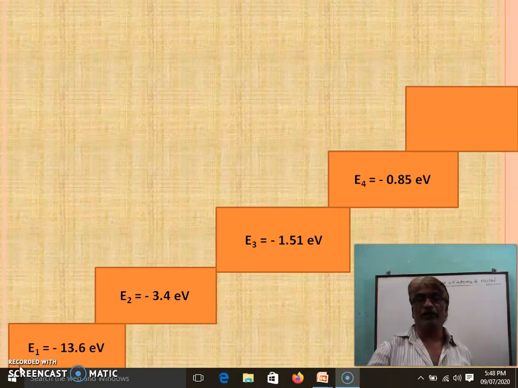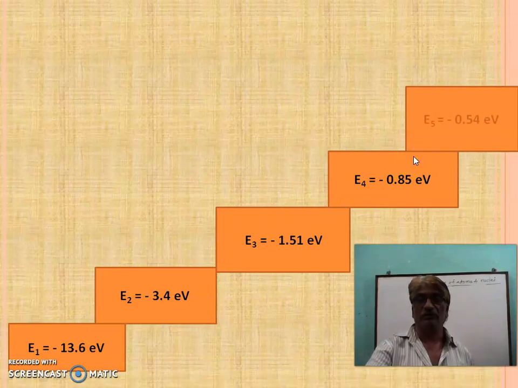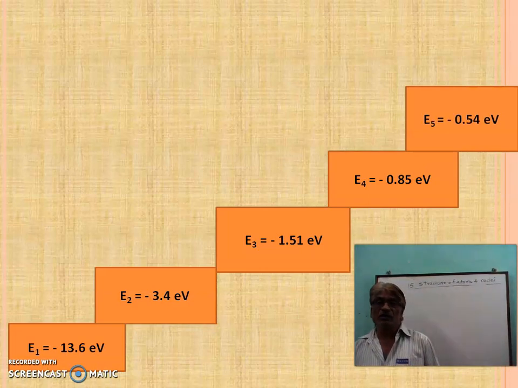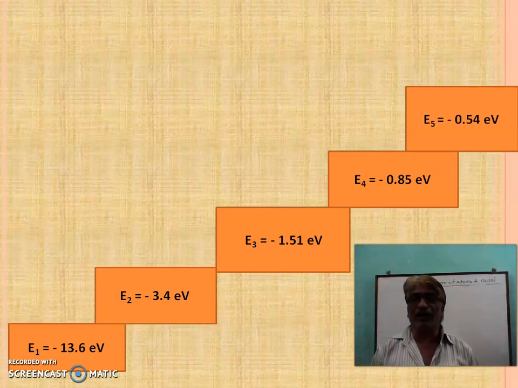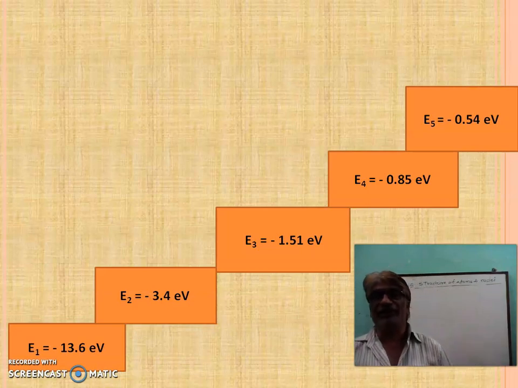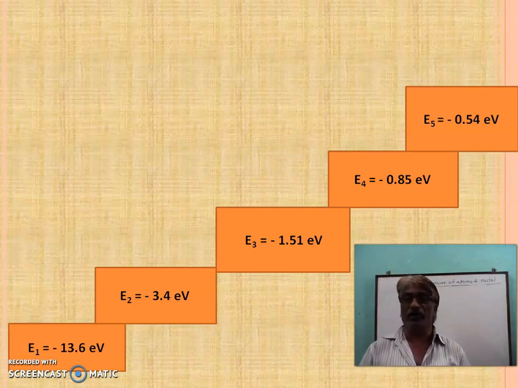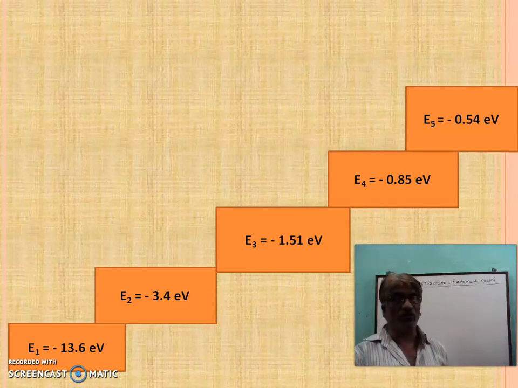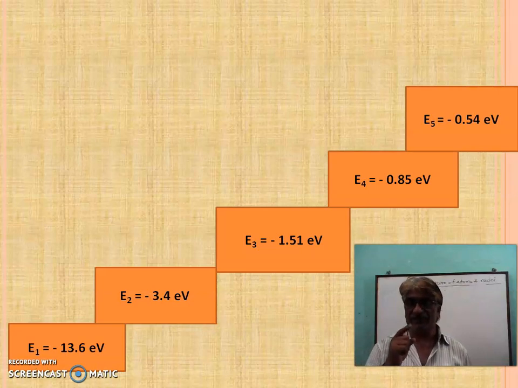So here, when we find the fifth orbit, its value will be minus 0.54 electron volt. How can it be obtained? If a question is asked, the energy of the electron in the fifth orbit is minus 0.54 electron volt, what will be the energy of the electron in the first orbit? Then we can see that in the fifth orbit, n equal to 5. So E5 is proportional to 1 upon n square, means 1 upon 25.